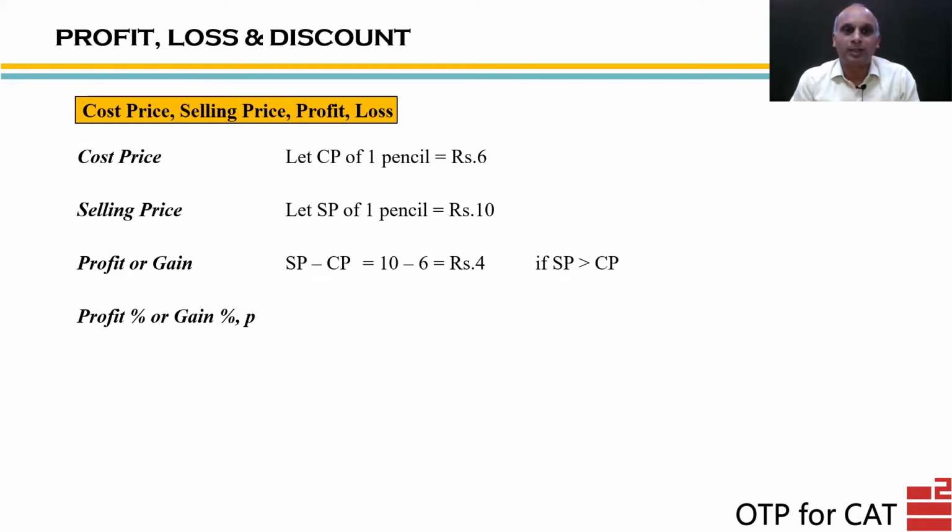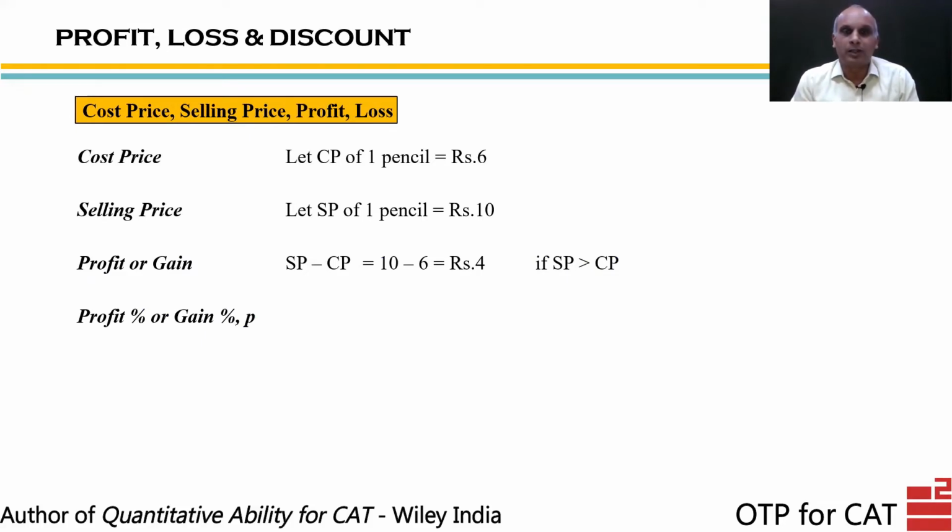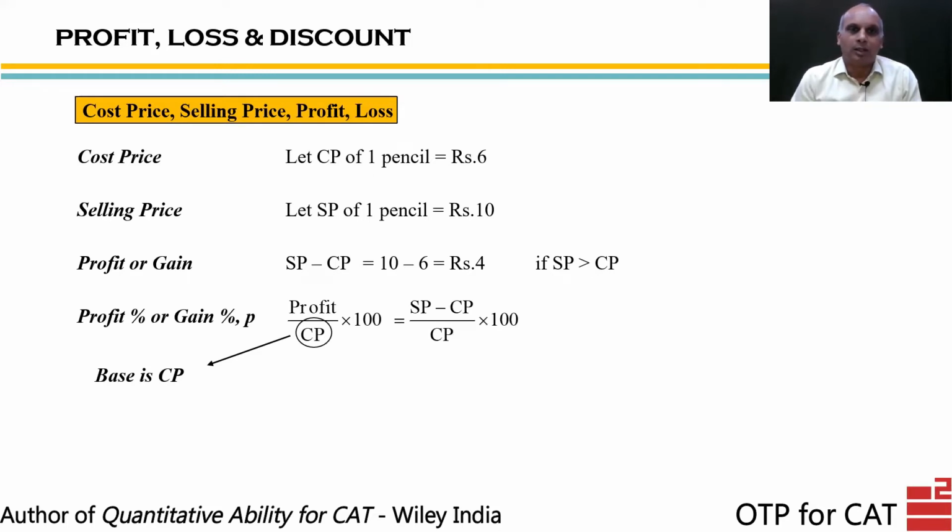How do we find out the profit percent? The formula for profit percent, also known as gain percent, will be profit divided by CP into 100. Note that CP is coming in the denominator, which is therefore also called the base to find out the profit percent. So now we know that profit is SP minus CP. So the formula becomes profit percent is equal to (SP minus CP) divided by CP into 100. You must remember this formula to find out the profit or gain percent.